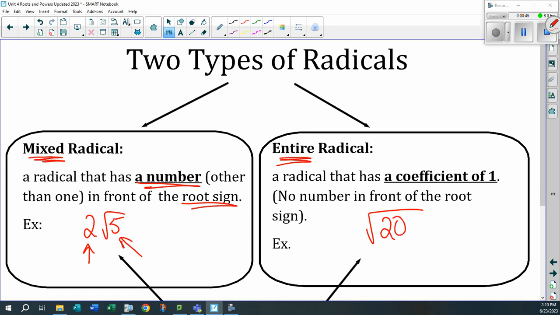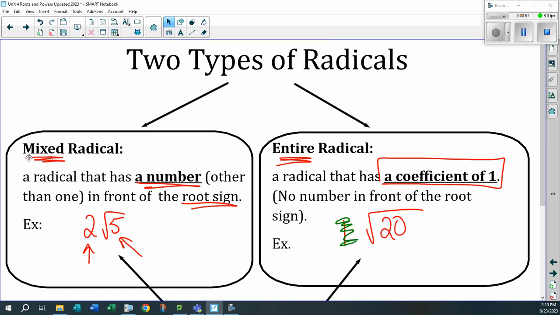An entire radical would be something that looks like this, root 20. Notice, by definition, it has a coefficient of 1. But if you put a 1 up front, that kind of looks awkward, doesn't it? Do you really need a 1 up front? No, because 1 times root 20 is just root 20. But I want to show you something that's really cool.